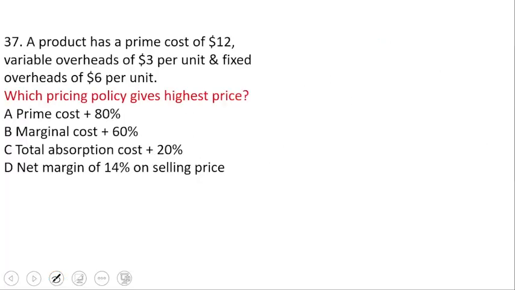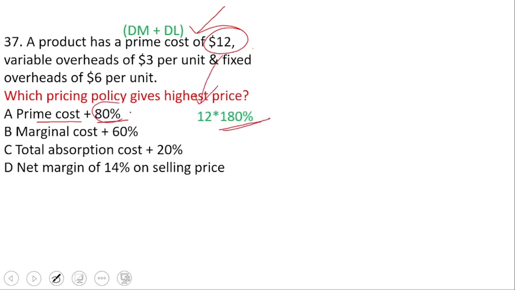Now moving to question number 37. A product has a prime cost of $12, variable overheads of $3 per unit, and fixed overheads of $6 per unit. Which pricing policy gives the highest price? Prime cost plus 80%. What do you mean by prime cost? Prime cost is direct material plus direct labor cost, and that is $12. So it is $12 multiplied by 180% because they have said it is 80% plus. So the price comes to $21.6.